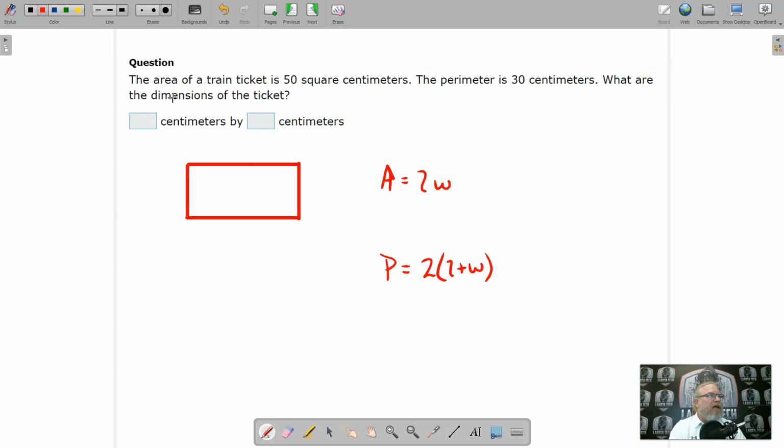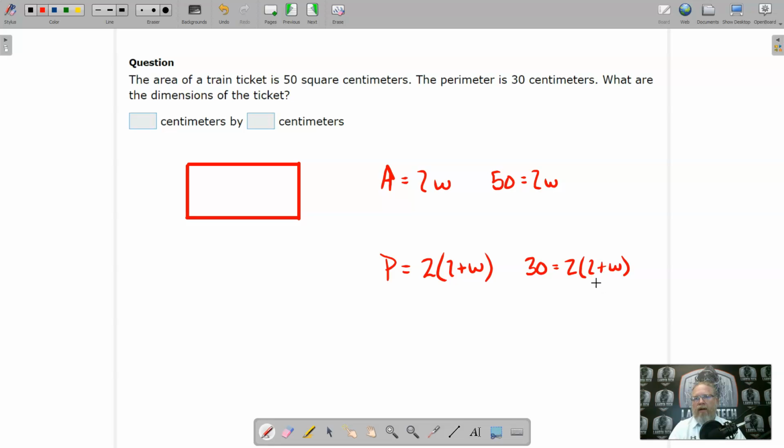So with that said, let's see what we got here. The area of the train ticket is 50 square centimeters. So we know that the area is 50, and that's going to be from multiplying the length times the width. And again, I forgot a 0, so let me go and put that in. Okay, 50 is the area, and we know we get that from length times width, and then our perimeter is 30. So 30 equals 2 times length plus width.